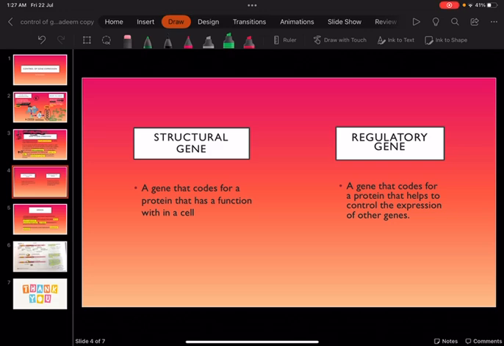Talking about the structural genes, these are those genes that code for a protein, for a specific protein, and that specific protein has a function. And what is a regulatory gene? The name defines both of these genes themselves.